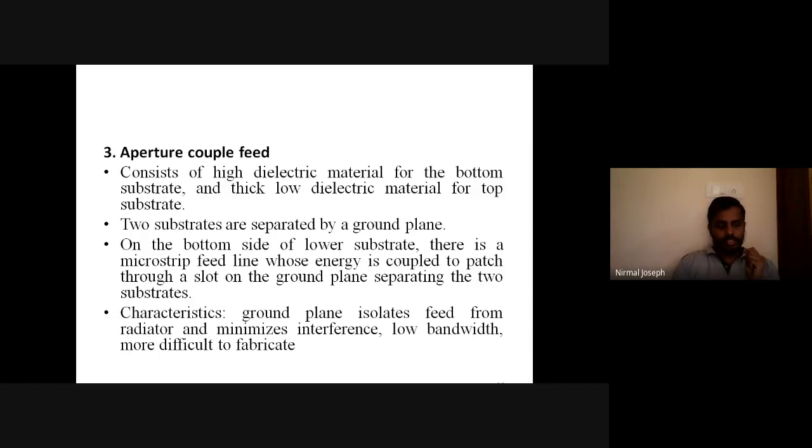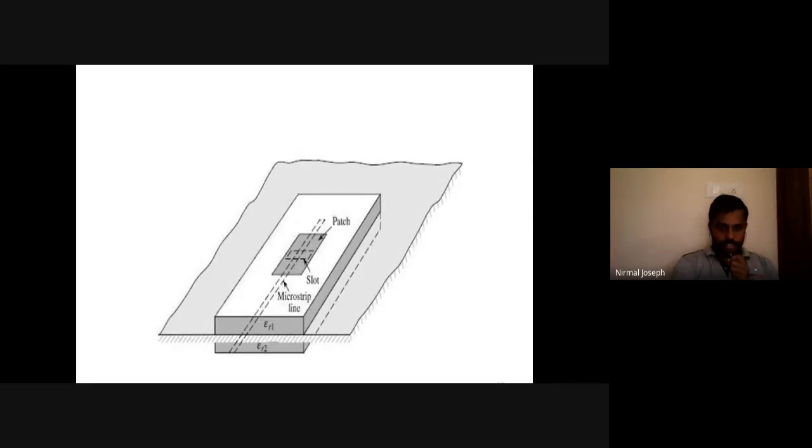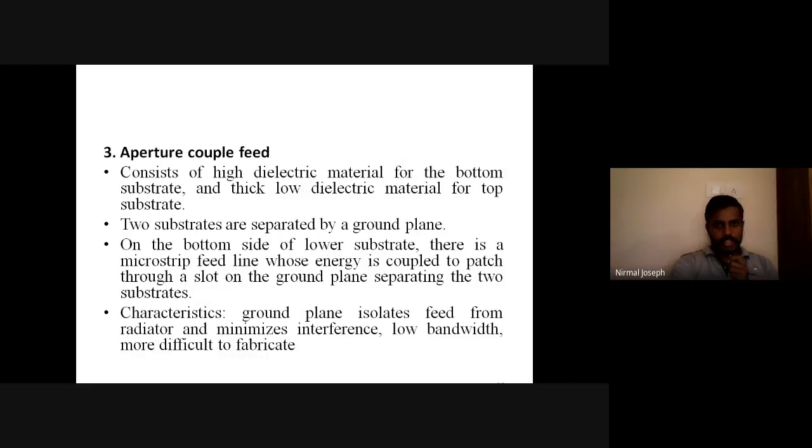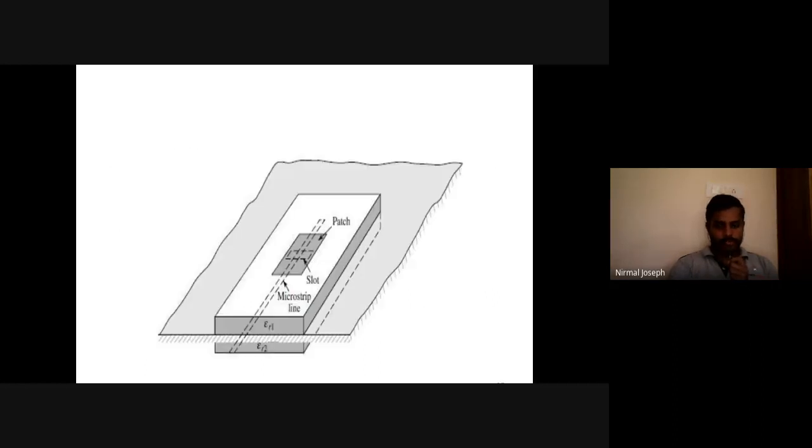Okay, so we will see the diagram of that. See here, this is the lower substrate, this is the upper substrate. As you can see, there are two dielectric materials: high dielectric material for the bottom substrate and low dielectric material for the top substrate. Just remember this diagram and you can write everything. This will be low dielectric material and thick. That will be high dielectric material and thin.